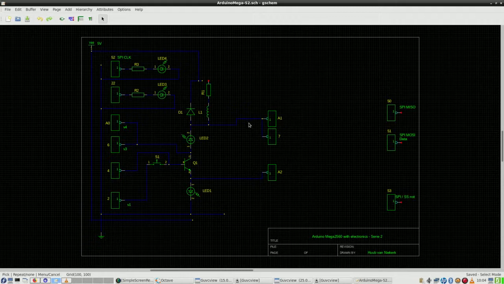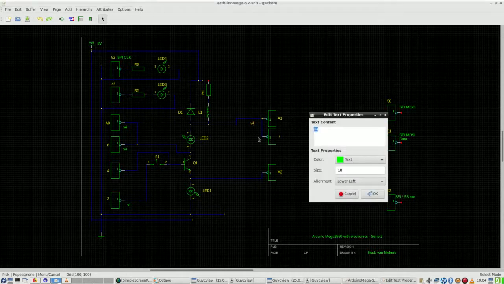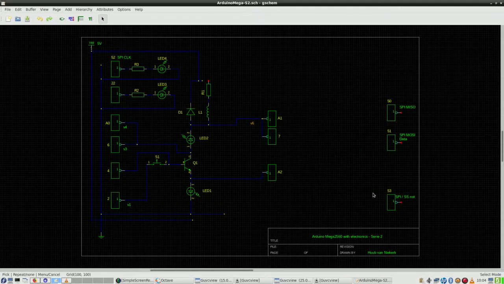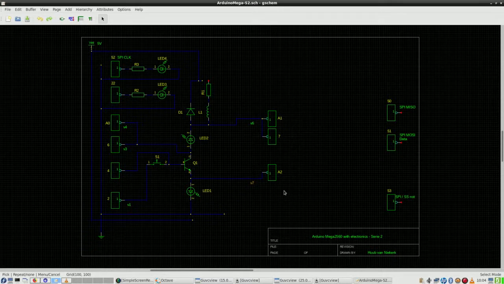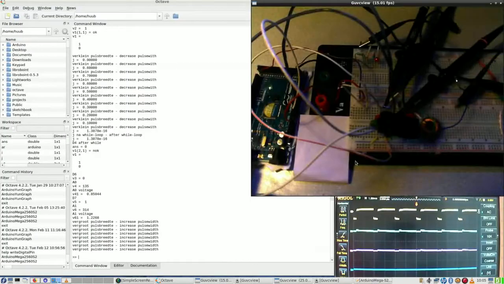And this is V6, and then this will be V7. V7 versus V71, and this will be a little bit here, so that's better. Save. So let's wire this up somewhere from here.